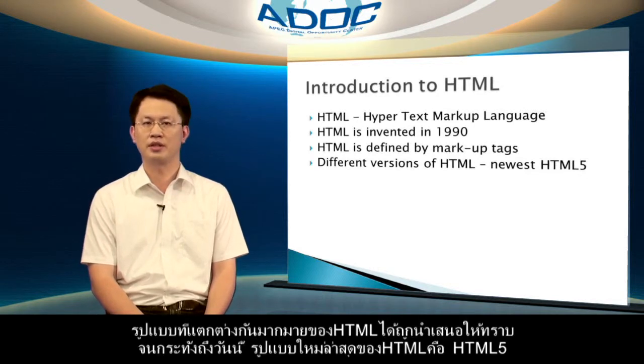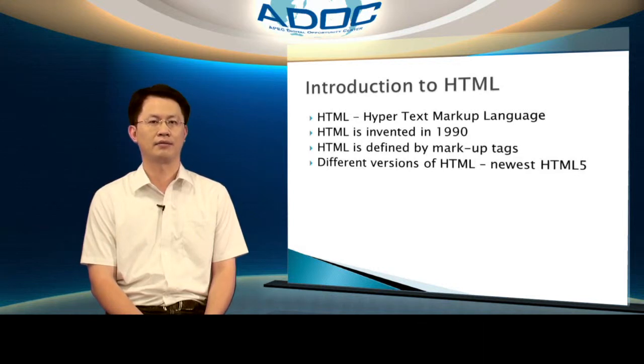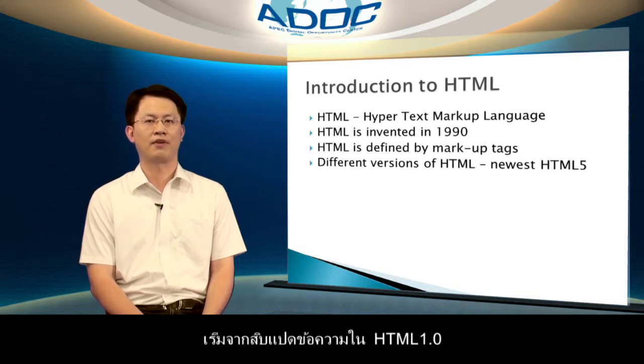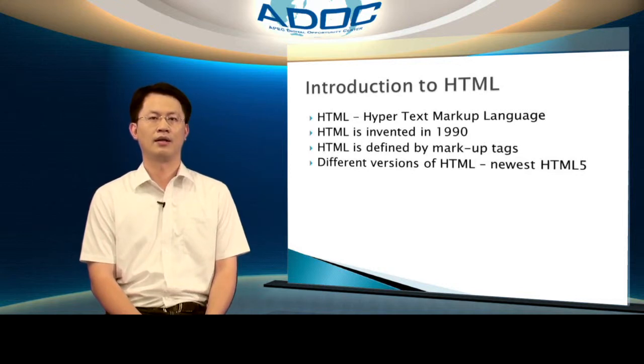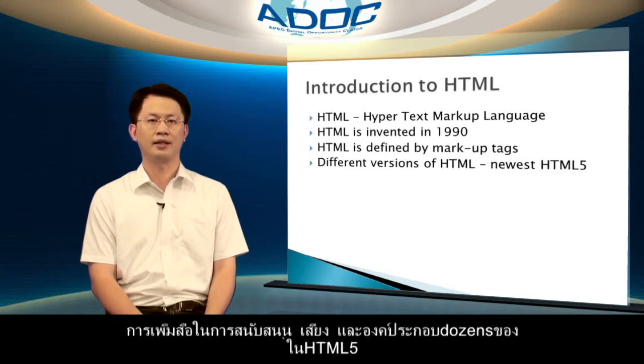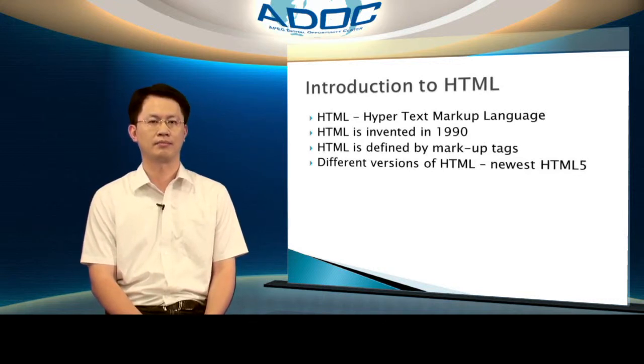Several different versions of HTML have been released until today. The newest version of HTML is HTML5. HTML starts from 18 tags in HTML 1.0, adding up to support media, voices, and dozens of elements in HTML5.